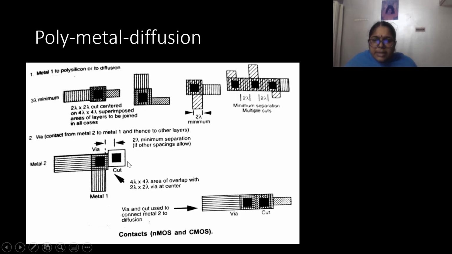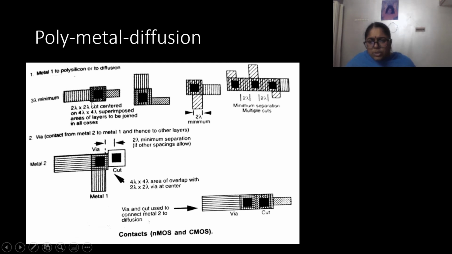Now here, this particular diagram indicates metal 1 to poly or to diffusion. So the mask layout is indicated in this fashion. Metal 1, we know that the minimum width is 3 lambda. For the poly, minimum width is 2 lambda. So you draw the metal 1 layer and poly layer, then a contact cut is shown in this manner.